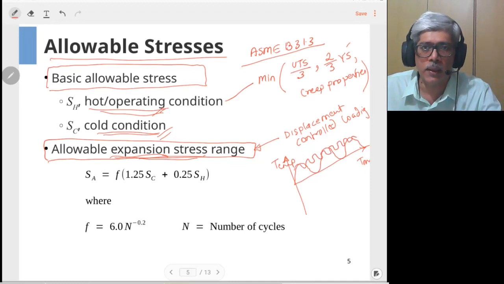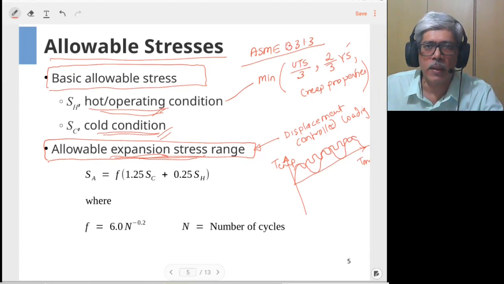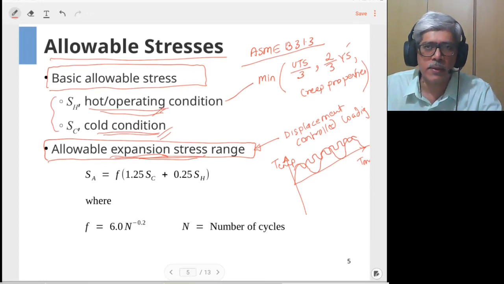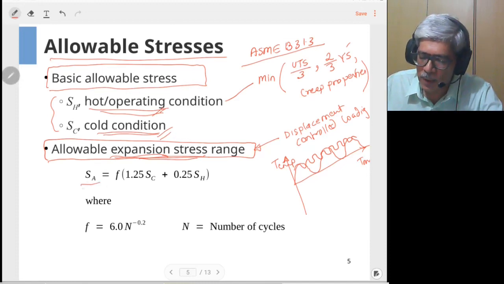So for this cyclic condition, from minimum temperature to maximum temperature, the stress is not given at a particular temperature as in the basic case where it is given at either hot condition or cold condition, where the temperature is varying from minimum temperature to maximum temperature. The allowable stress range is calculated based on the allowable stress at maximum temperature and allowable stress at minimum temperature. So in this formula, the allowable stress range, you have two terms.